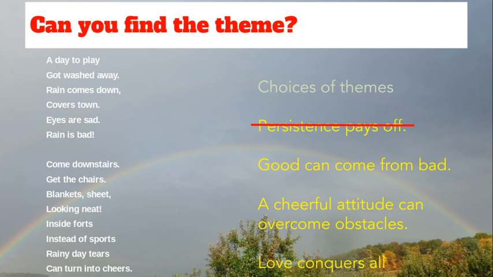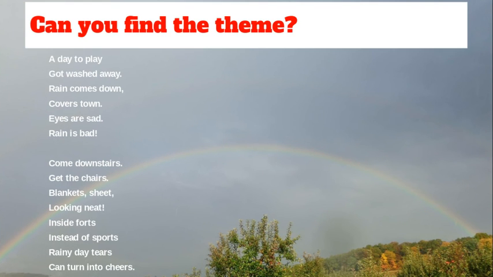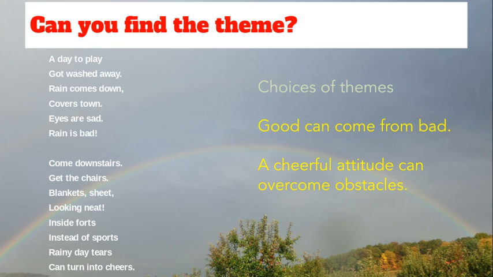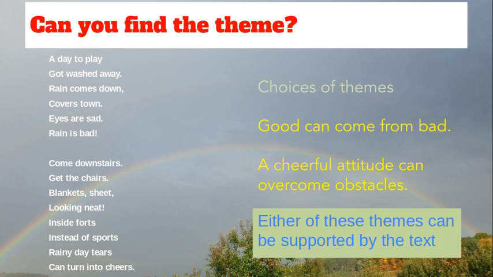Well, persistence pays off doesn't really seem like it's about this poem. Doesn't seem like this talks about working hard to try to fix something. Also, it doesn't really mention love in this poem. So I think those two themes are not reflected in this poem. So now we're down to two. Good can come from bad, and a cheerful attitude can overcome obstacles. Either of these things can be supported by the text. Let's take a look at evidence to support these themes.